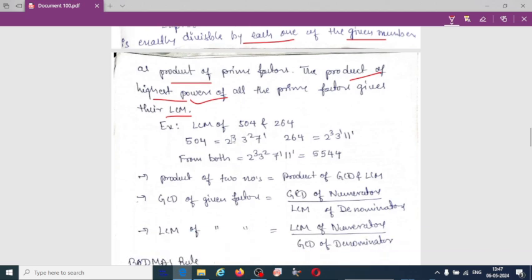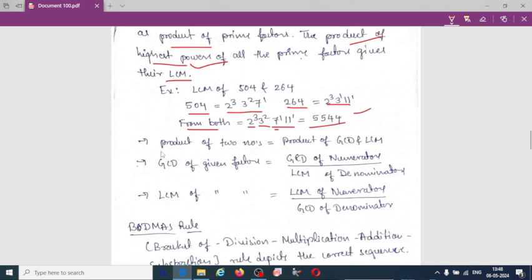So let us take the same example here, 504. These are the factors with their powers, and for 264 the factors with their powers. From both, which ones are common here? 2 to the power 3, 3 to the power 2, 7 to the power 1, and here 11 to the power 1. All the prime factors we have to take, the product of them with the highest power. Then if you multiply, you will get the LCM.